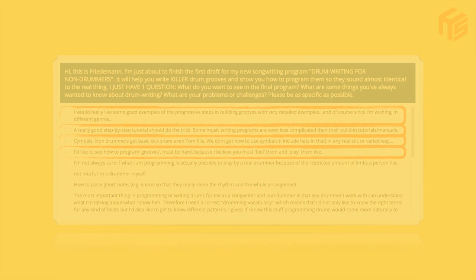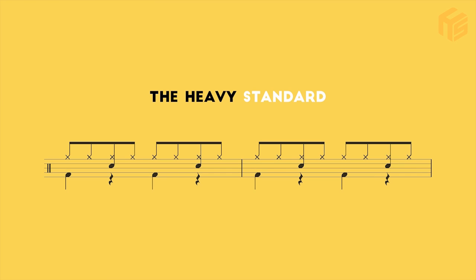We've learned about all the different instruments. Now let's take a look at how we can use them together to create a groove. And for that, we're going to take a look at the most famous drum groove in the world, the heavy standard.